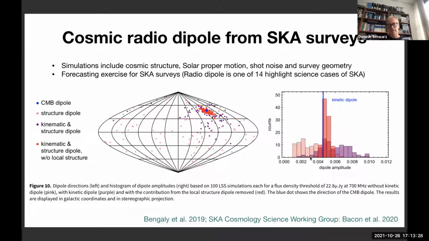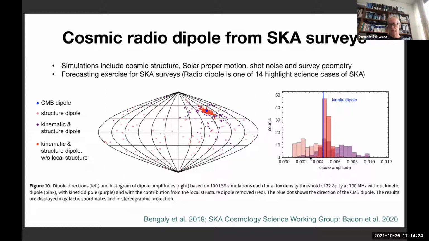So you see the combination of structure dipole plus the kinematic effect gives some scatter, and you don't expect to recover in this two-dimensional projection exactly what the CMB dipole is, even if it would be just the standard story, right? But if you had a chance to remove the local sources up to a redshift of something like 0.3, 0.4, 0.5, then you get the distribution of the red dots. And this would allow a relatively precise measurement of the direction. And in the histogram on the right-hand side, you also see how good you would be at inferring the amplitude and velocity. And you see, in principle, this method should work.